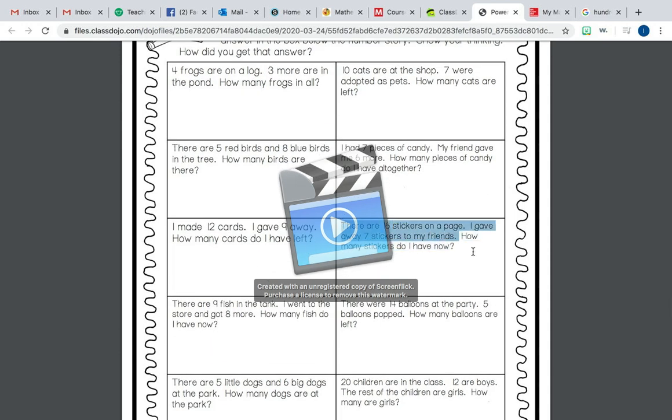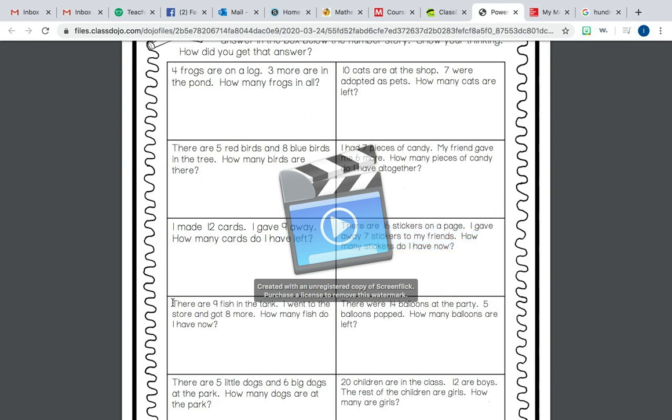So this one says, there are 16 stickers on a page. I gave away 7 stickers to my friends. How many stickers do I have now? Think about it, my friends. Are you going to add? Are you going to subtract? Draw a picture, write a number sentence, and write an actual sentence, just like we have done at school, okay? So you're going to do this one and this one.